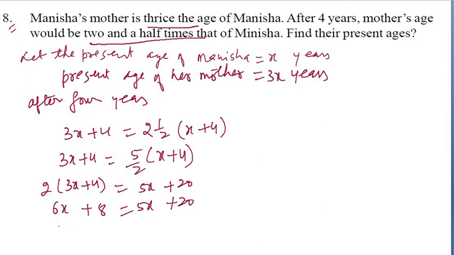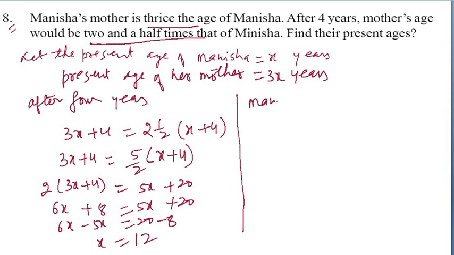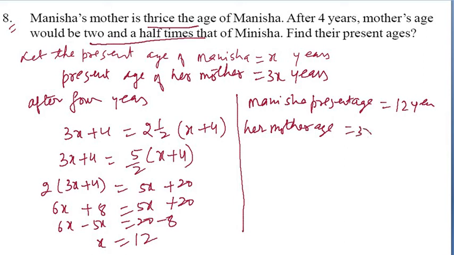Now transfer 5x to the left hand side, so 6x minus 5x, and 8 is transferred to the right hand side, it becomes minus 8. So x will be equal to 12. So Manisha's present age will be 12 years, and her mother's will be 3 into 12, that is 36 years. So that will be your answer.